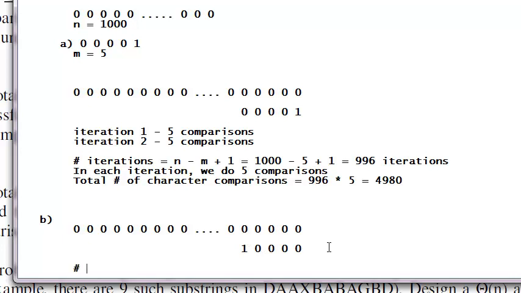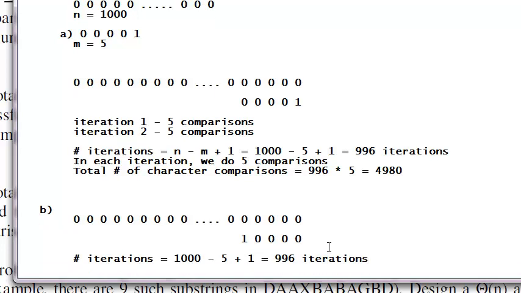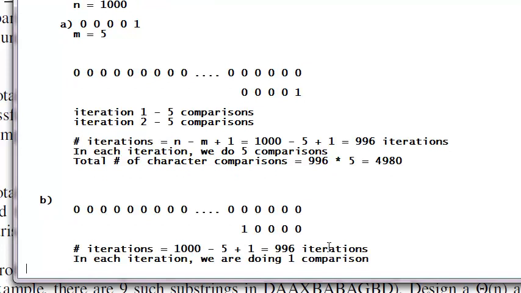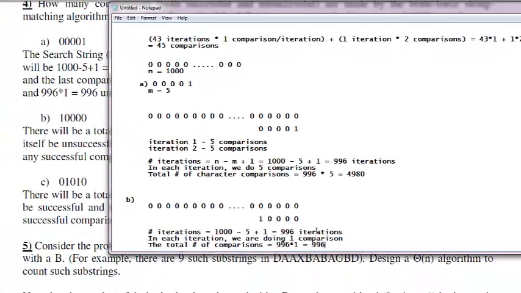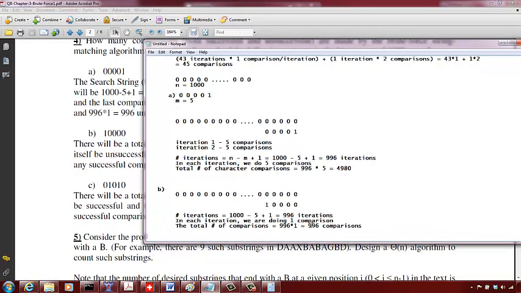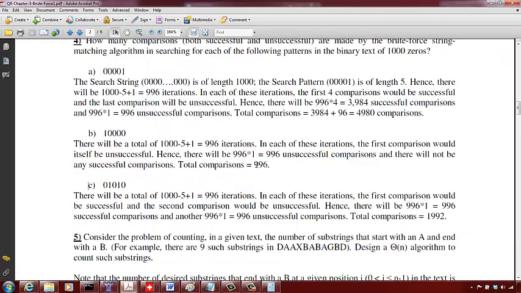So again, the number of iterations is going to be 1000 minus 5 characters plus 1, so that is still 996 iterations. And in each iteration we are doing one comparison. So the total number of comparisons is going to be 996 times 1, which is 996 comparisons. So that's the answer for this part.